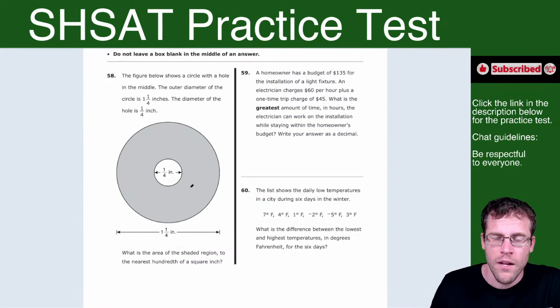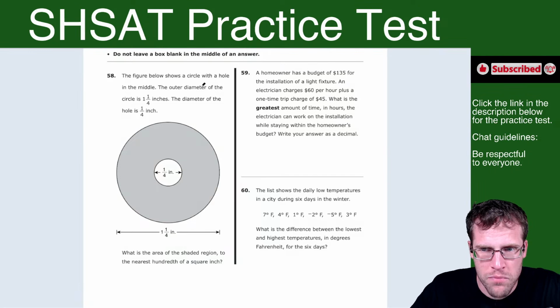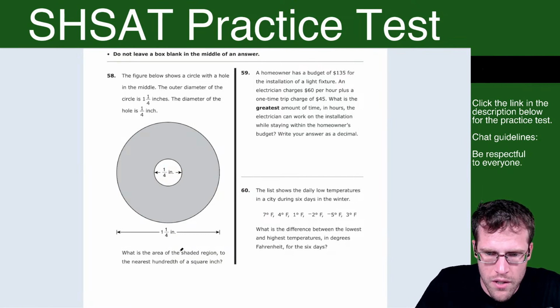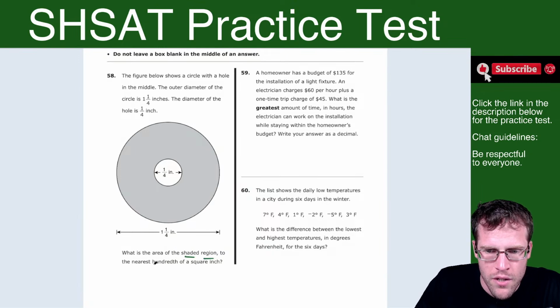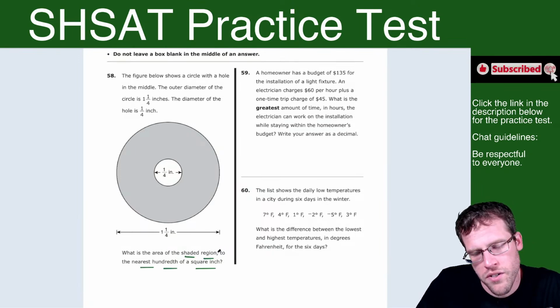Don't waste any time. So 58: the figure below shows a circle with a hole in the middle, and the outer diameter is 1 1/4 inches. The diameter of the hole is 1/4 inch. What is the area of the shaded region to the nearest hundredth of a square inch?